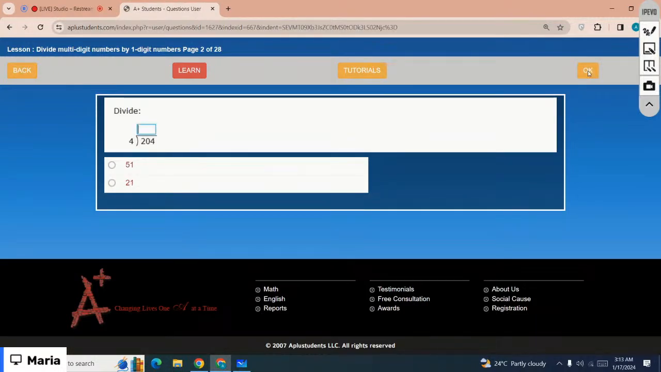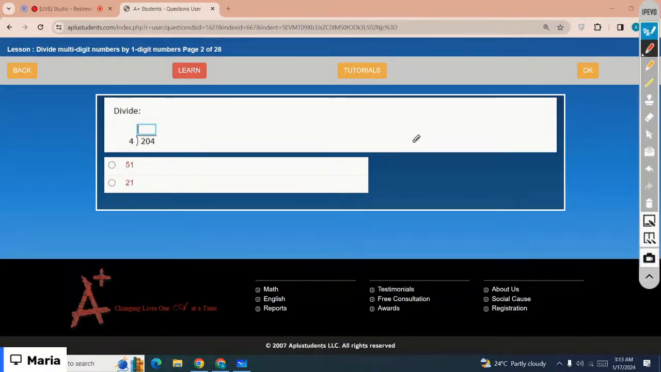Okay, the next one is 204 divided by 4, which is the correct option. Okay, start with the first digit. Here you have 2. 2 is smaller than 4. Let's make it 20. You cannot divide a smaller number by the greater one. You always divide a greater number by the smaller one, right?